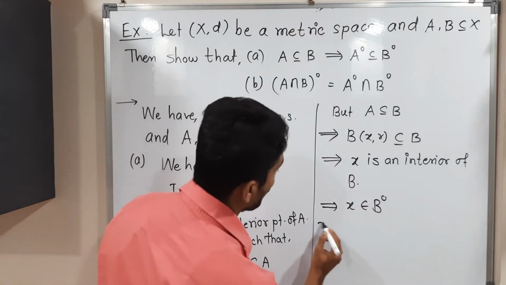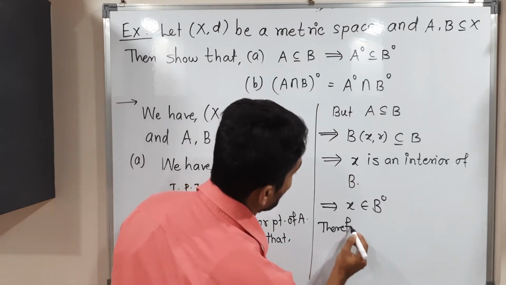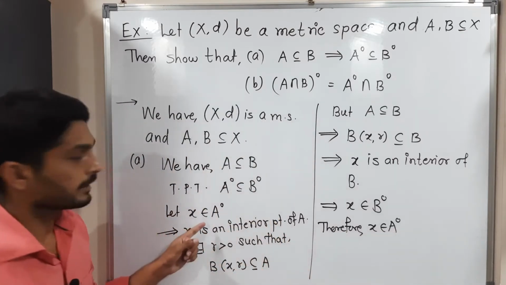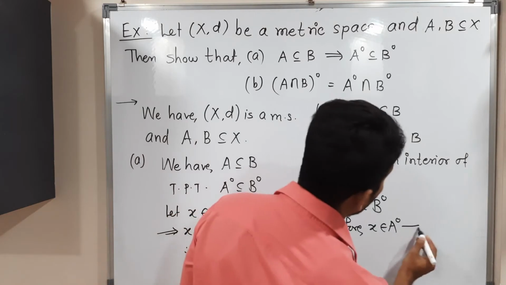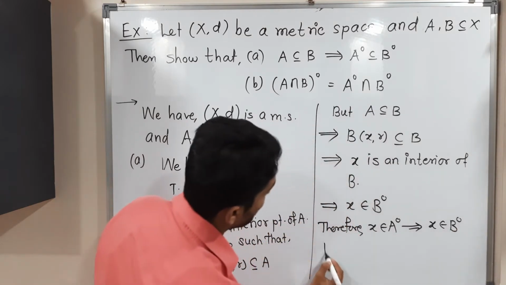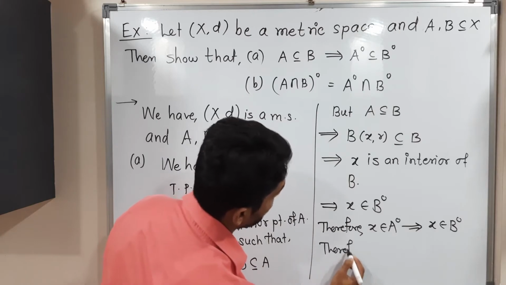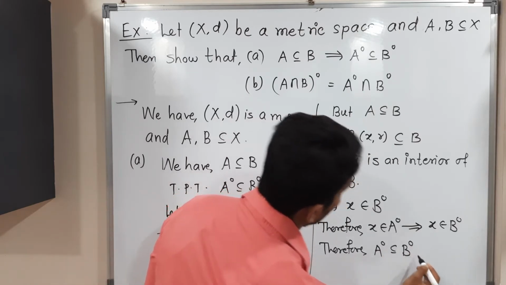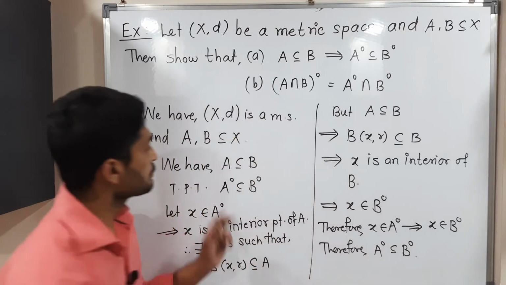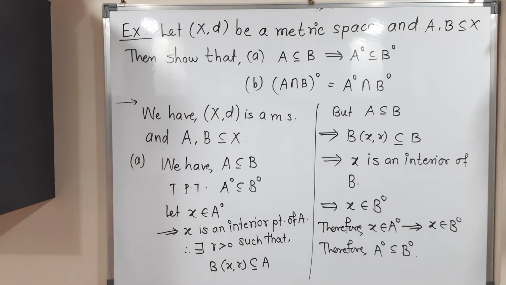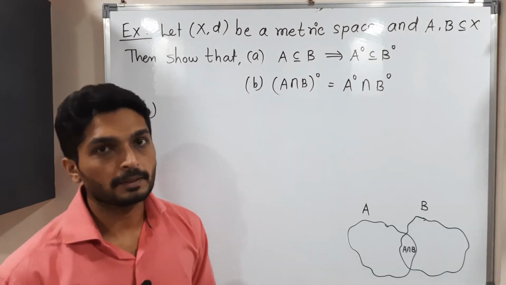So we had started with x belongs to A interior, right? And what we have got finally is x belongs to B interior. So that means what can we say? Therefore, A interior is a subset of B interior. In this way we proved A interior subset of B interior. Make a screenshot of it. After that we'll go for its second part. Let us see the second part now.